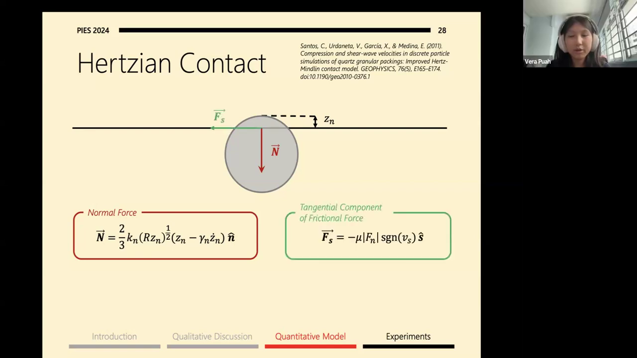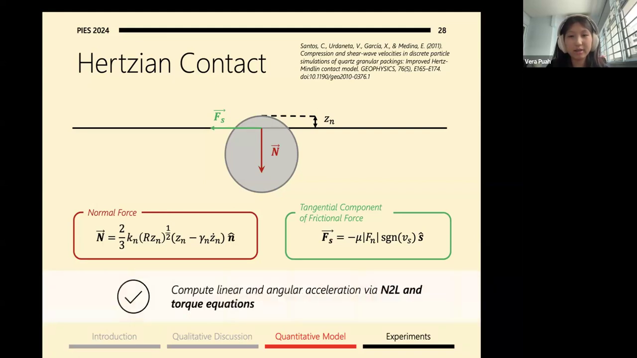We also have this frictional force, which is similar to the regular frictional force. From here, we are able to compute the linear and angular acceleration via Newton's second law, since we already know all the forces that are acting on the ball. And so we can do the same thing that we did earlier.